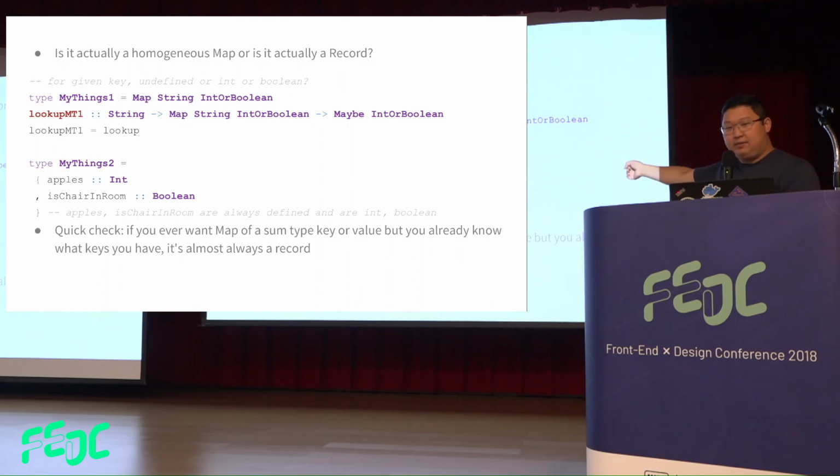But if you have this record myThings2 that represents what this is going to hold, then this specifies what field has what type, right? For apples, you will always know that field is Int, and for isChairRoom, you will always know it's a Boolean. And whenever you construct this, it will always have those fields. It's guaranteed, whereas if you work with a JS object, it could be a record where for a given string it can be undefined, or it could be some other kind of type. It doesn't necessarily have to be homogeneous. So if you ever want a map of some type key or value, but you already know what keys you have, then it's almost always a record, right?